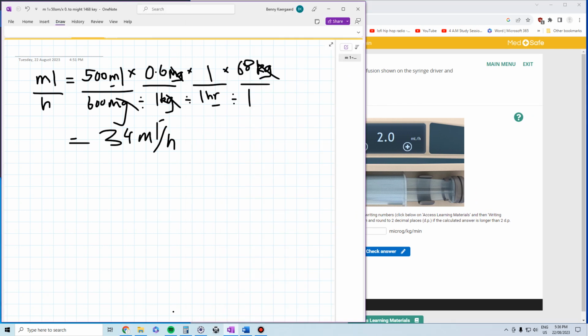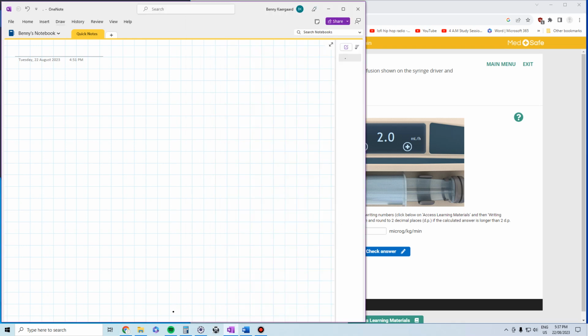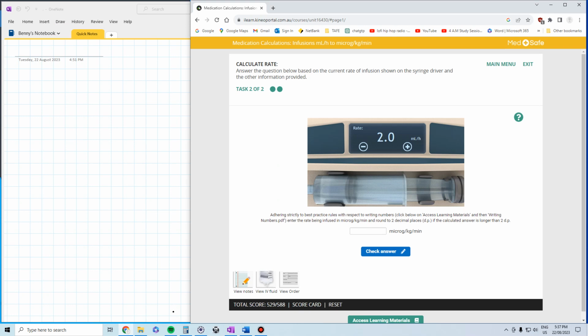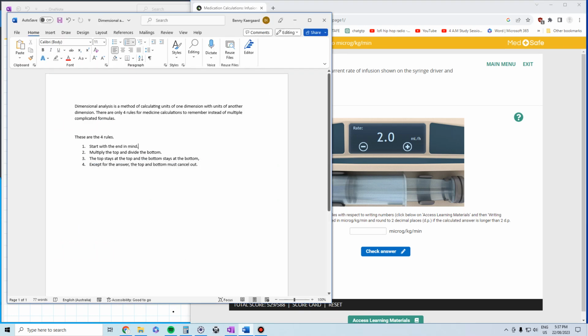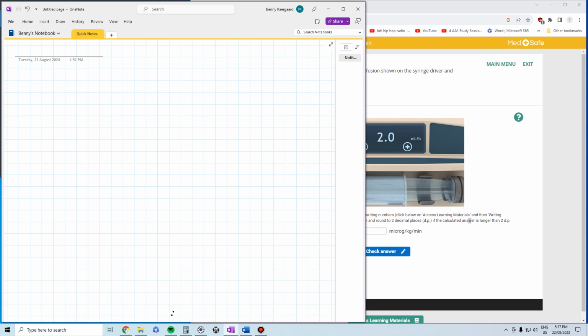Okay, next one. This is another interesting one. So we go to the rules. We start with the end in mind. So they want micrograms per kilo per minute, which we'll write on here. Microgram per kilogram per minute equals.